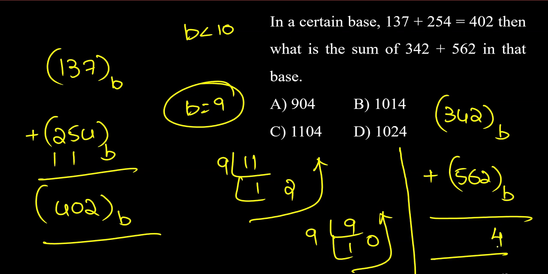4. 4 is allowed in base 9. What is 4 plus 6? 10 can be written as 1, 1. In base 9, 10 is written as 1, 1. What is 3 plus 5 plus 1? 9 is written as 1, 0. 9 is not allowed in base 9, so we have to write it as 1, 0. The base we came to know is 9.